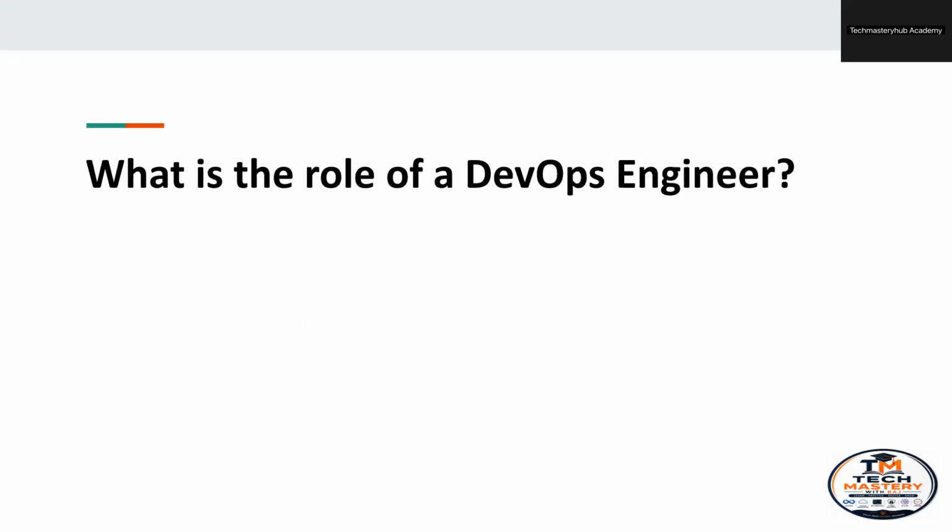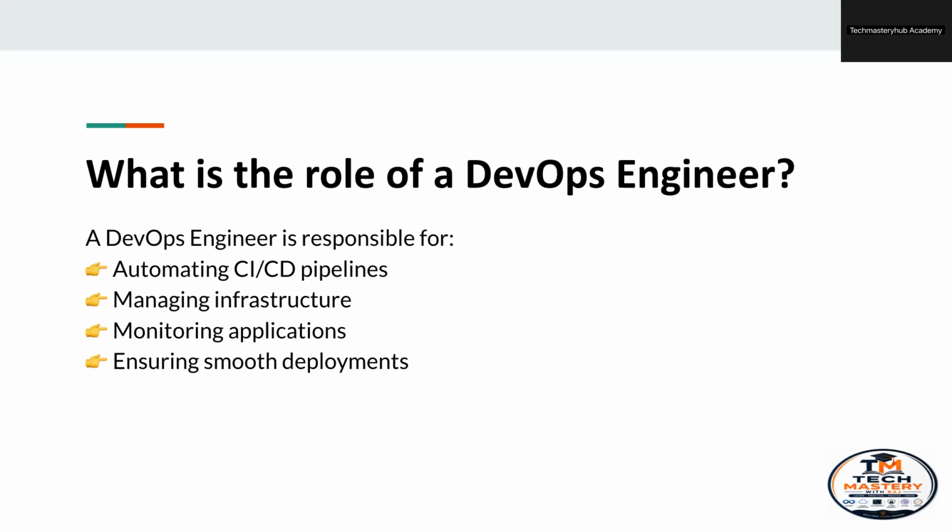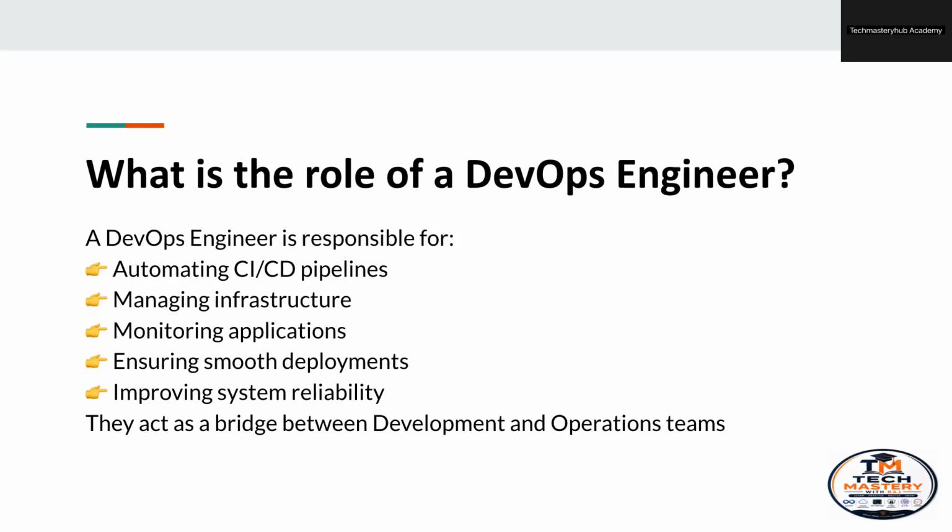Okay. So the next question is, what is the role of a DevOps engineer? A DevOps engineer is responsible for automating CI/CD pipelines, managing infrastructure, monitoring applications, ensuring smooth deployments, improving system reliability. They act as a bridge between the development and operations teams. That is the role of a DevOps engineer.